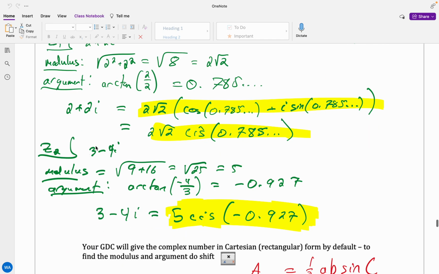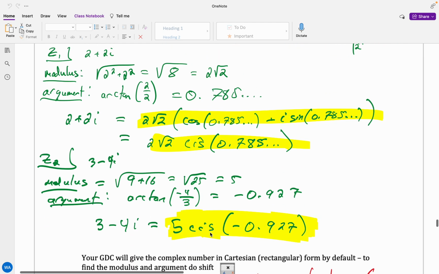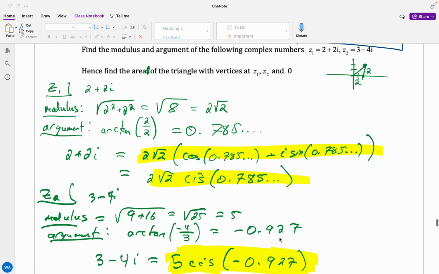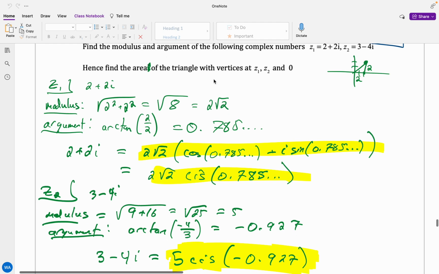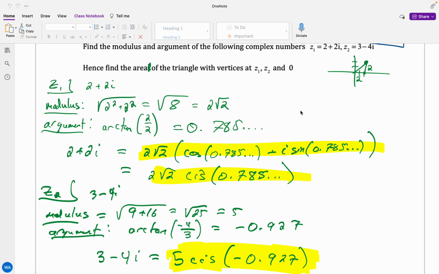And then we did the same thing for z2. Found its modulus, found its argument, and then just wrote it in cis form. And so this is generally the easier way to write it because it's less writing than this. So we have our two numbers in modulus argument form or polar form. Then it says hence find the area of the triangle.